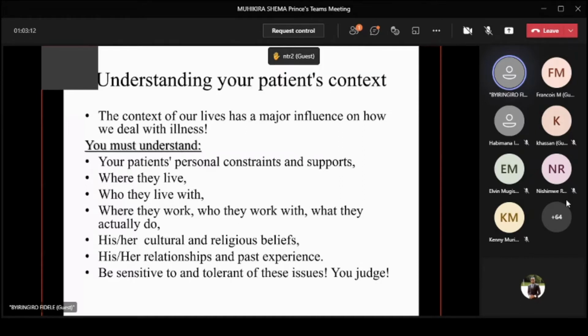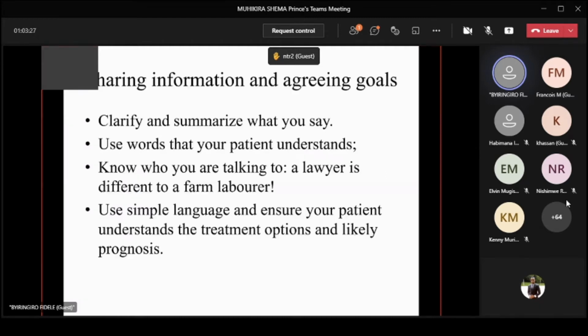You have to recognize the feelings, the emotions, and the context of your patients. You have to clarify and summarize what you say. You have to use words that your patient understands, know who you are talking to. A lawyer is different to a pharmaceutical laborer.